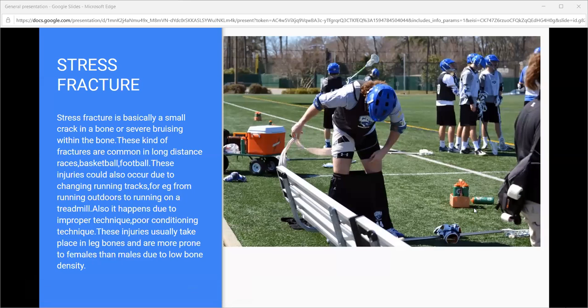Stress fracture, the fourth kind of injury. These kinds of fractures are common in long distance races, basketball, and football. These injuries could also occur due to changing running tracks, for example, from running outdoors to running on a treadmill.